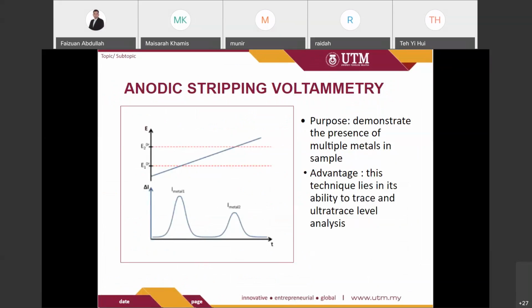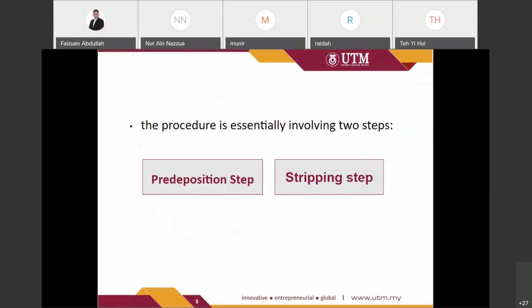Okay, the type of voltammetry used is analytic stripping voltammetry. This method was used to demonstrate the presence of multiple metals in a sample. The advantage of this technique lies in its ability to do trace and ultra-trace level analysis. Next. This method involves two steps: the predeposition step and the stripping step. Next.